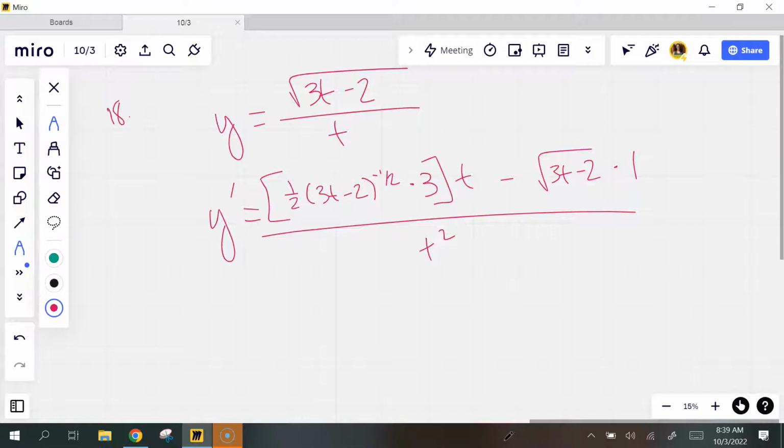Now remember it said, where does it have a horizontal tangent? Horizontal tangents happen where? 0, right? When the slope is 0. So when does a fraction have a value of 0? When the top equals 0, right? So I'm going to work with this just a little bit so I can really figure out the top here. I think that's what I did.